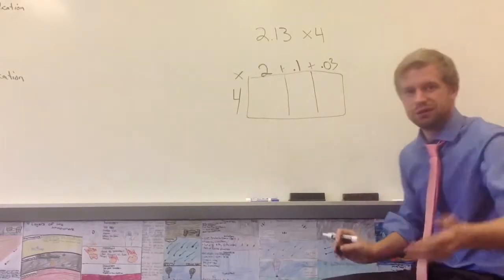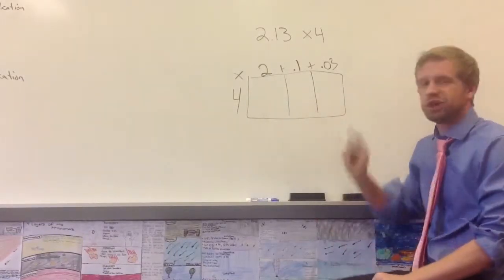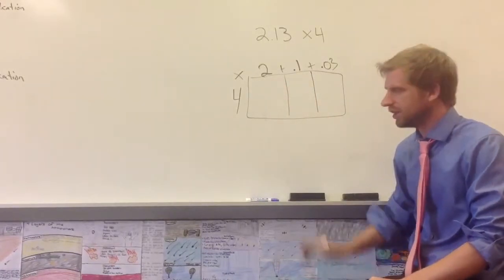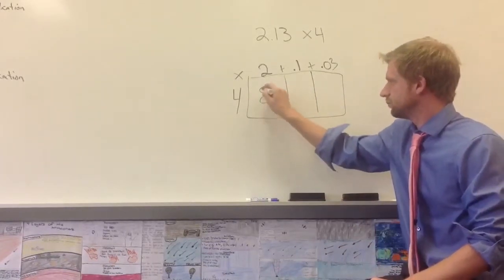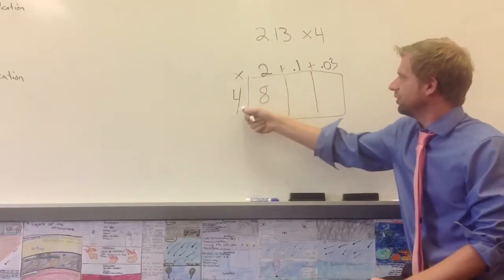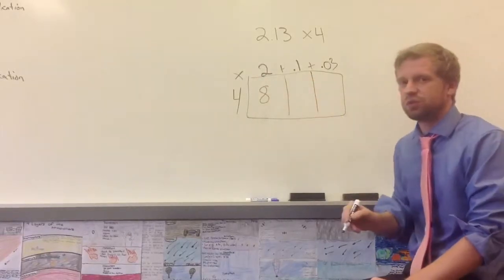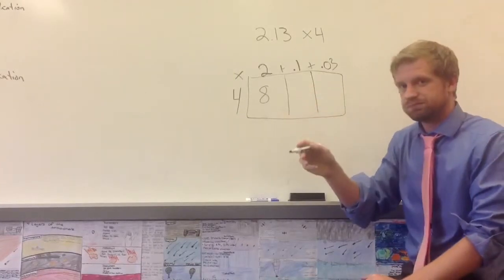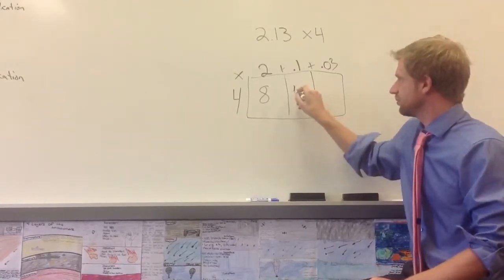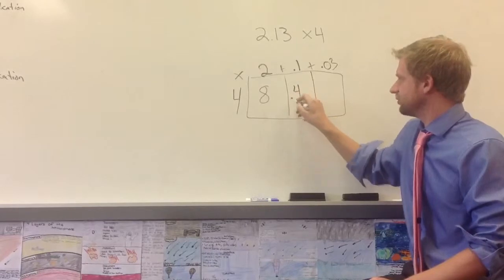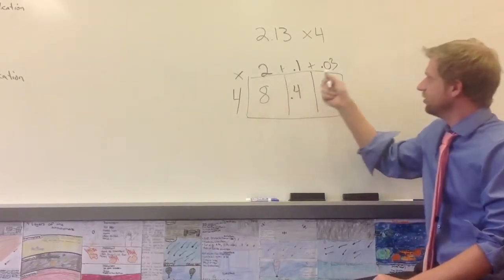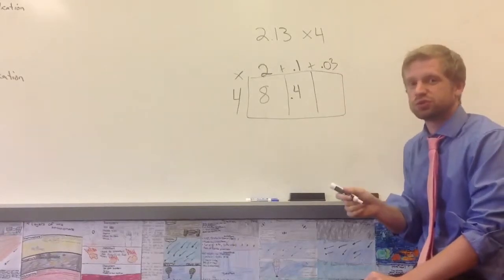Now we're going to multiply. We're going to do what we need to do. We're going to get our job done. So 4 times 2 equals what? 8. 4 times 1/10 equals what? It equals 4/10. We got to keep that decimal there because it's in the 10th place. 4 times 3/100ths equals what?